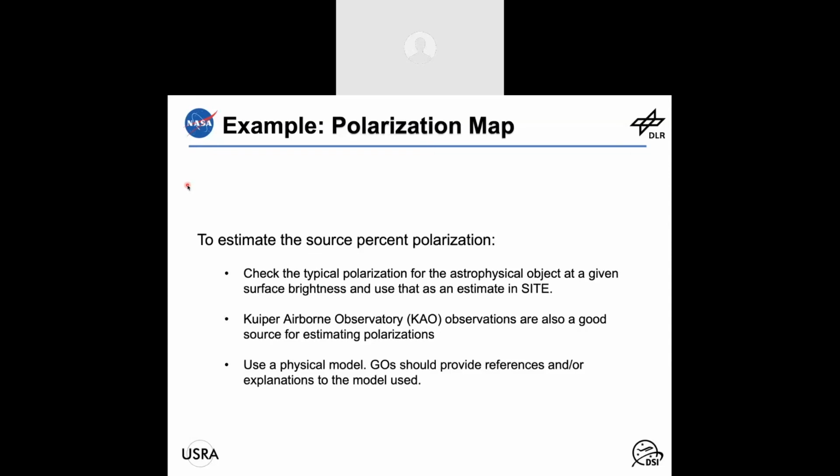Another good source for information on expected polarization is the Kuiper Airborne Observatory, which may have observed a similar type of object or similar region, or the use of a physical model. But definitely the GOs need to provide references in your proposal and explain the model used and why you're expecting a given source polarization percent.